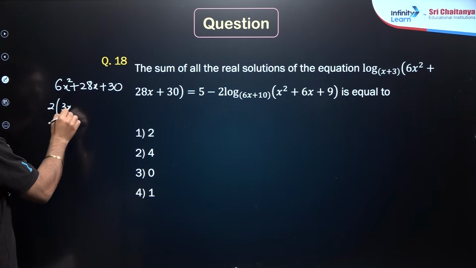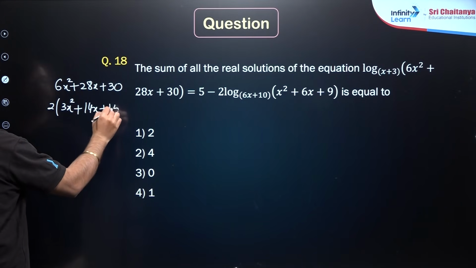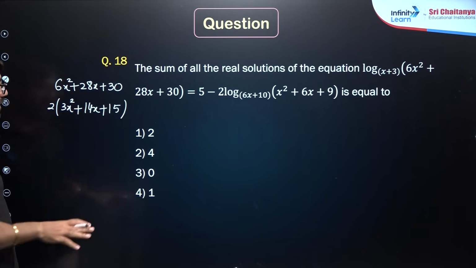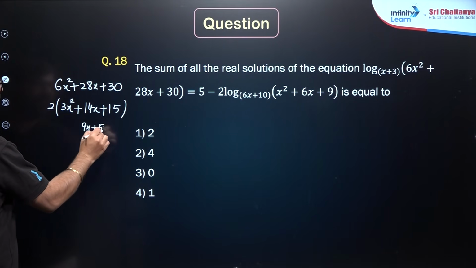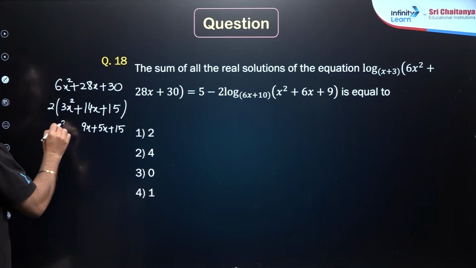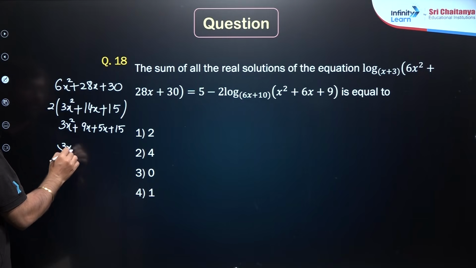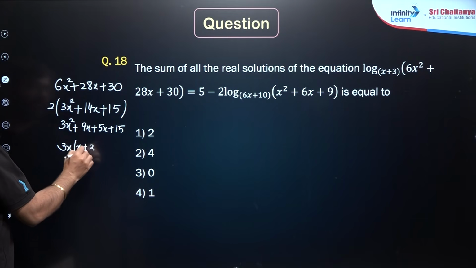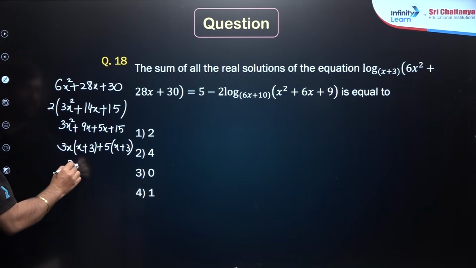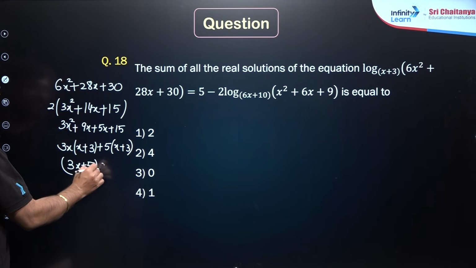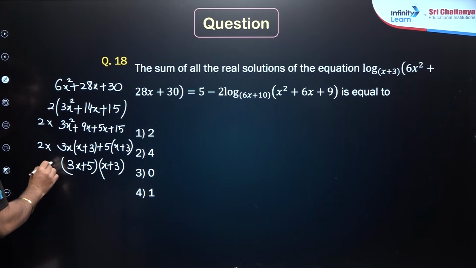You will be left with 3x square, then you will be left with 14x and then it is 15. 15 into 3 is 45, so 9 fives are 45. So 9x plus 5x I am breaking down as a middle term, and in this way I will be able to create two factors over here. So one is 3x plus 5, other is x plus 3, and this entire thing is multiplied by 2.